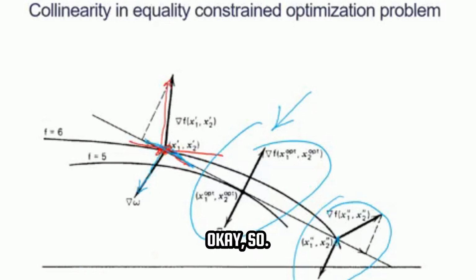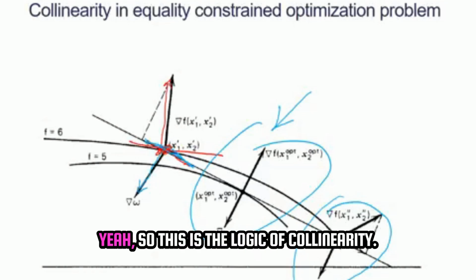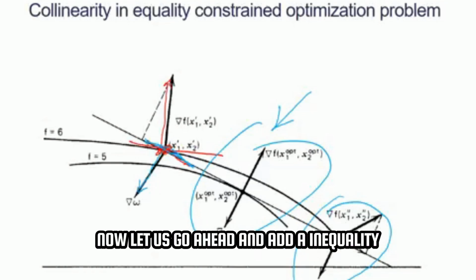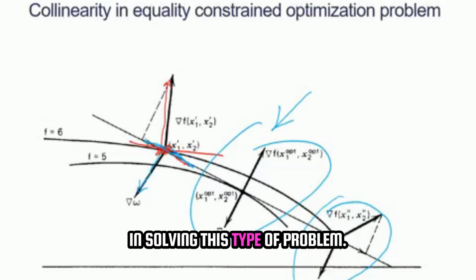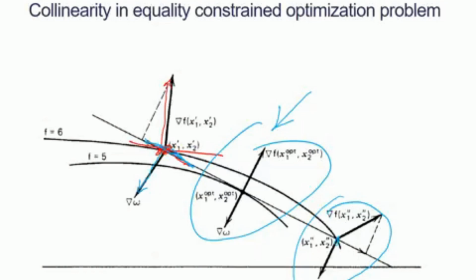Okay, yeah. So this is the logic of collinearity. Now let us go ahead and add an inequality constraint to it, and then see how KKT helps us in solving this type of problem. Now let us do that.